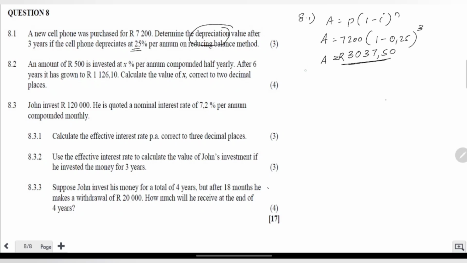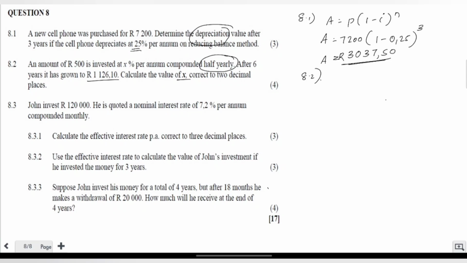Okay, now 8.2. An amount of 500 is invested at X percent per annum compounded half yearly. Half yearly means the number is 2, okay? After 6 years, it has grown to 1,126.10. Calculate the value of X. The interest rate is missing there, so you have to find that interest rate, I or X. Here they used X.